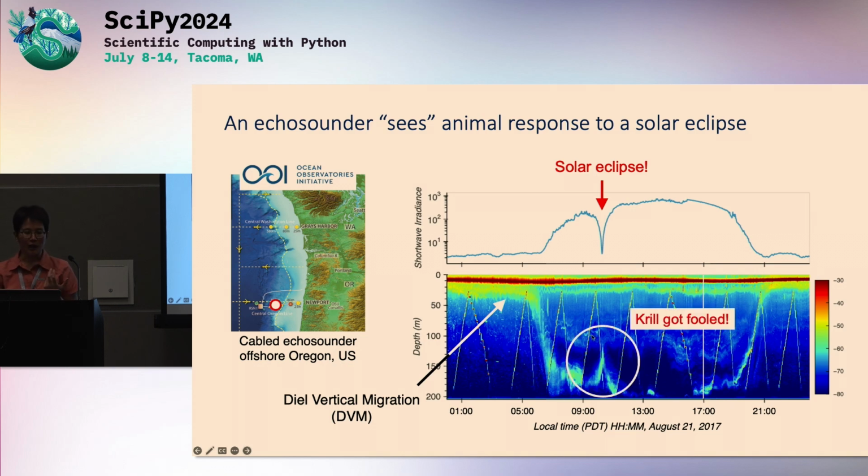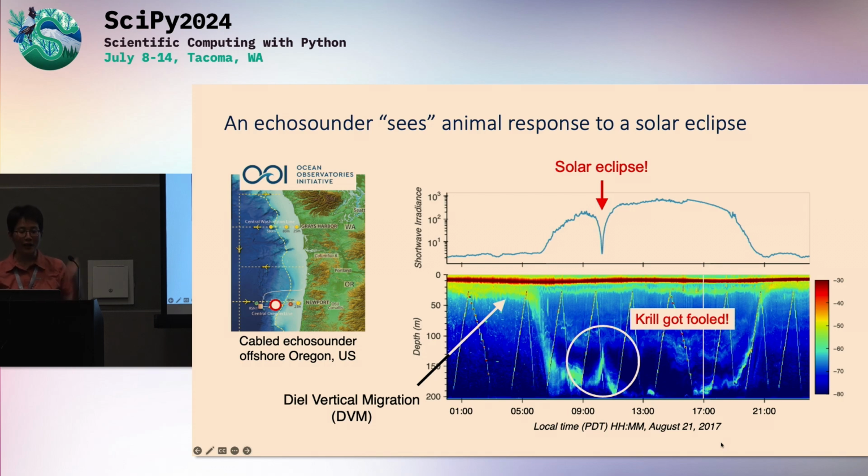But during the eclipse, we found that the krill were actually getting fooled, and it was very interesting. This is by no means the first observation of this; people saw this in the 1970s. But it's cool to see this again, and this was the eclipse in 2017 that happened around here.